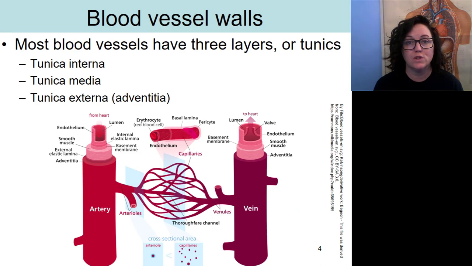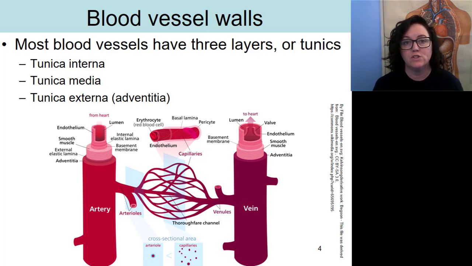Now let's take a closer look at the structure of a blood vessel wall. Blood vessels are tubes, hollow tubes. The space inside of it is called the lumen, and that's where we find blood. But the tube itself has a wall, and this wall is made of 3 layers, or tunics, if you will. The Tunica Interna, the Tunica Media, and the Tunica Externa, also known as adventitia.